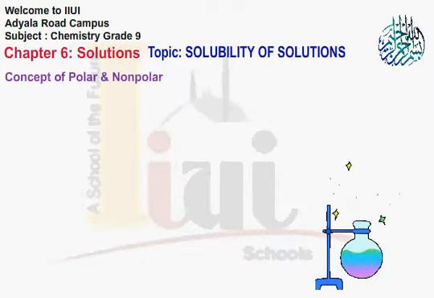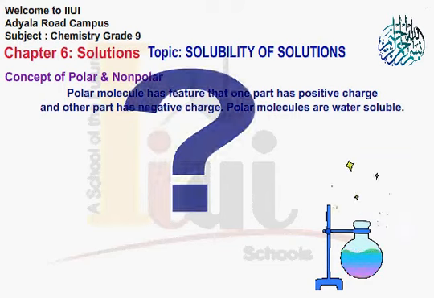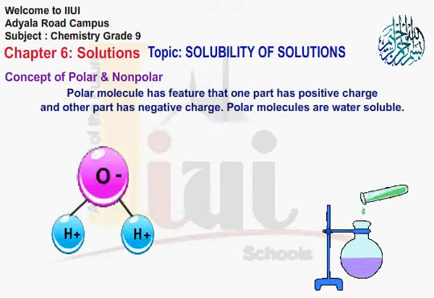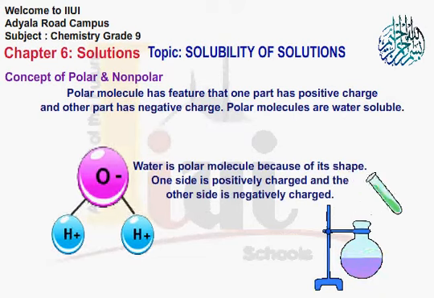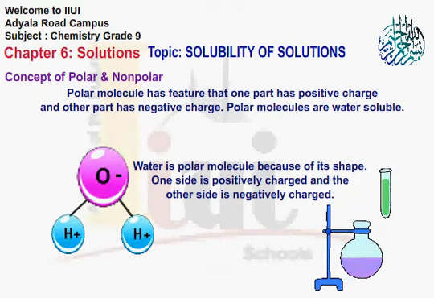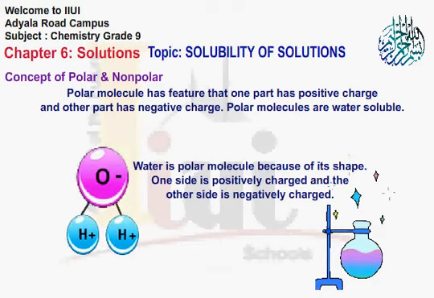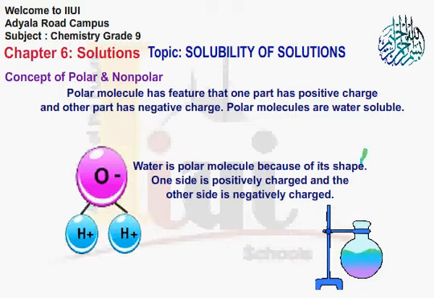Dear students, a polar molecule has a feature: one part has a positive charge and the other part has a negative charge. Polar molecules are water soluble. Now here, the question arises: why are polar molecules soluble in water? They are soluble in water because water is also a polar molecule. Why is water a polar molecule? Because of its shape. One side is positively charged and the other side is negatively charged.